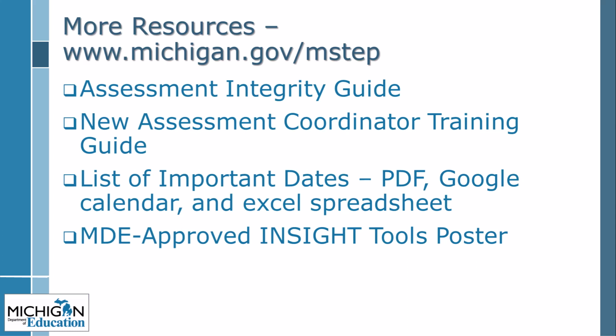The lists of important dates are available as PDFs, Google Calendars, and as the Excel spreadsheet. These are all accessed through the MSTEP webpage by selecting List of Important Dates in the Current Assessment Administration section. This takes you to the Assessment Calendar page that includes all formats of important dates.